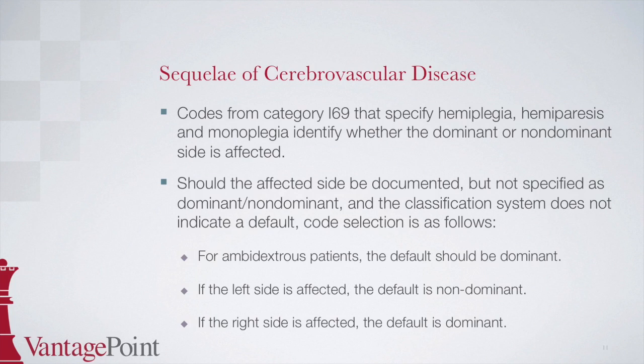If the affected side is documented, but documentation does not state if it is the patient's dominant or non-dominant side, here is how you should code. If the left side is documented as being affected, but you don't know the patient's dominant side, the default for left side is non-dominant. If the right side is documented as being affected, but you don't know the patient's dominant side, the default is dominant. I think this all makes sense because most people are right-handed. Therefore, if the left side is affected, it's most likely the patient's non-dominant side. If documentation states that the patient is ambidextrous, your default code will always be dominant.